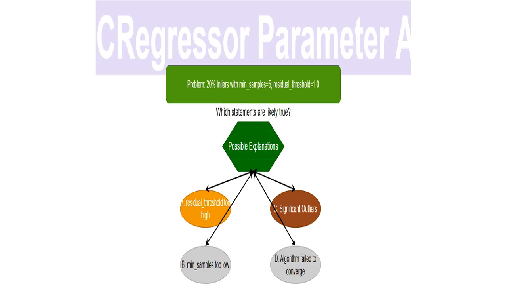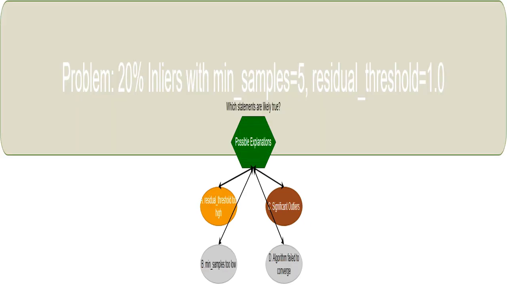I'm analyzing how the parameters of the RANSACRegressor algorithm, specifically min_samples and residual_threshold, affect the model's performance. RANSAC stands for Random Sample Consensus, by the way. It's a robust method for fitting models to data with outliers. We're given that only 20% of the data points are considered inliers when using RANSACRegressor. That means 80% are flagged as outliers.